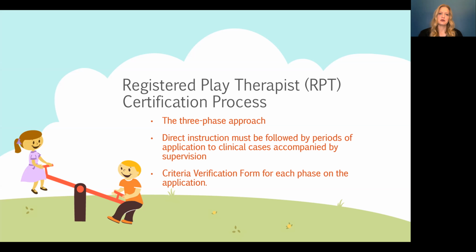So one thing that's important about the registered play therapist credential is that it needs to be done in a 3-phase approach. This means that there's direct instruction, the educational opportunities, that are followed by periods of clinical cases and supervision. So there are actually 3 criteria verification forms for each of these phases that need to be filled out and approved along the way, or filled out by your supervisor along the way.